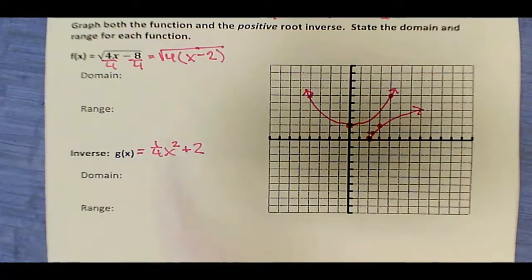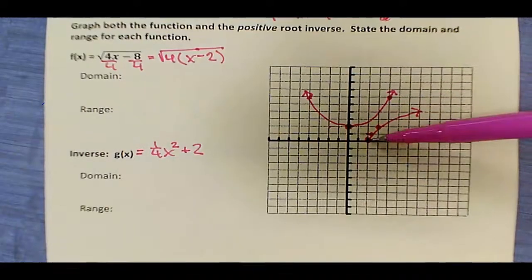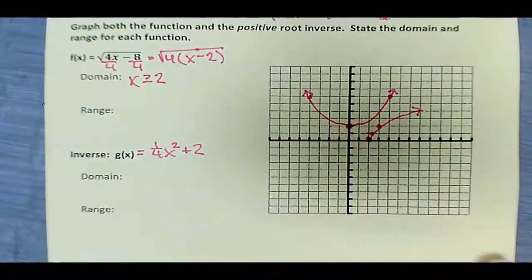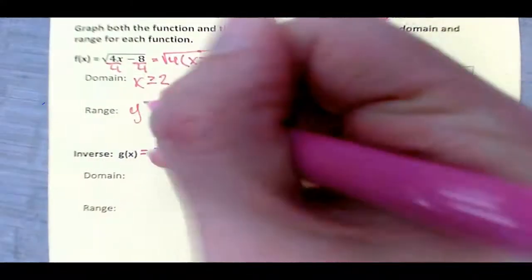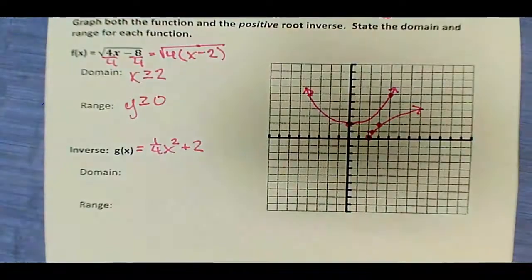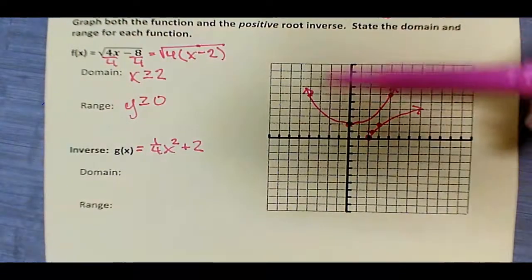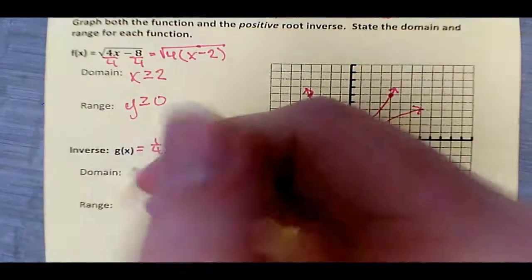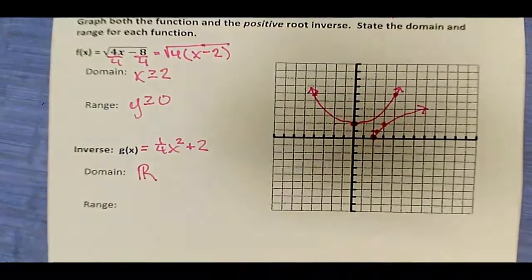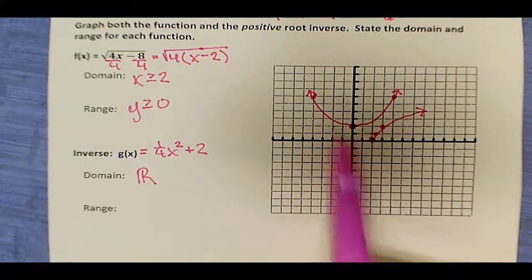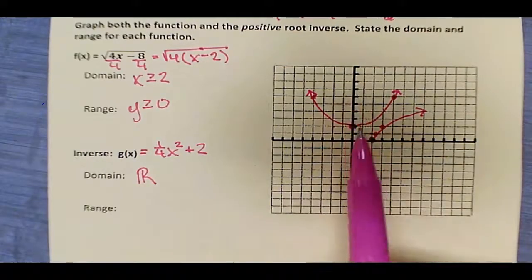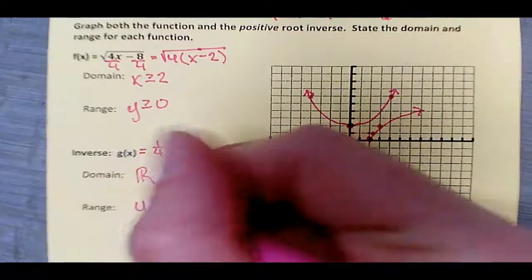So for your square root function, the domain has a boundary right here at 2. So all your x values are to the right of 2 or on 2. Your range, it's got a boundary down here at 0. So all your y values are greater than or equal to 0. Your parabola has no left boundary and no right boundary. So your domain is all real numbers. And your range, there's no values being used down here. This is your bottom boundary, your minimum. So all your y values are above or equal to that 2. So y is greater than or equal to 2.